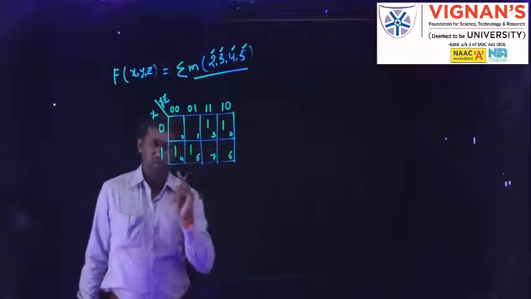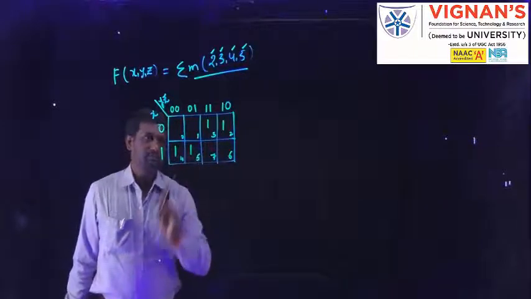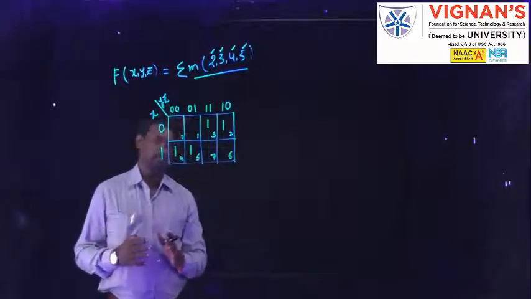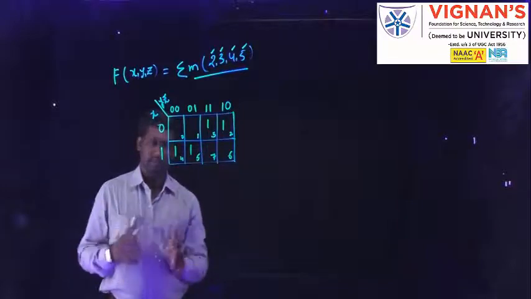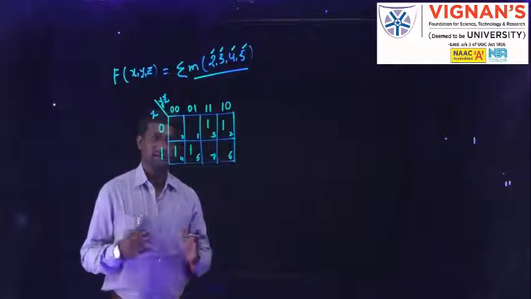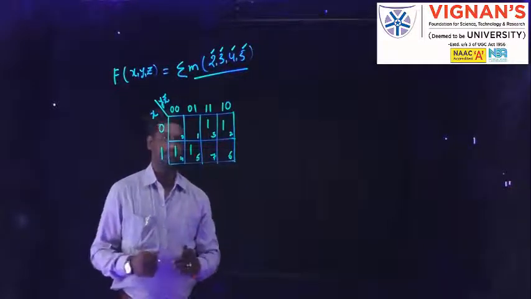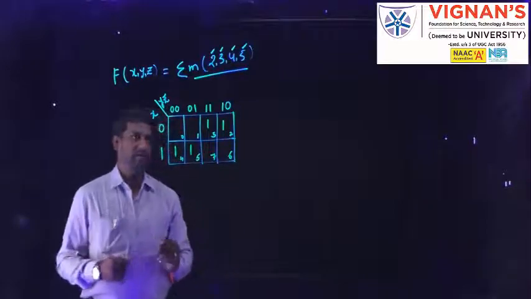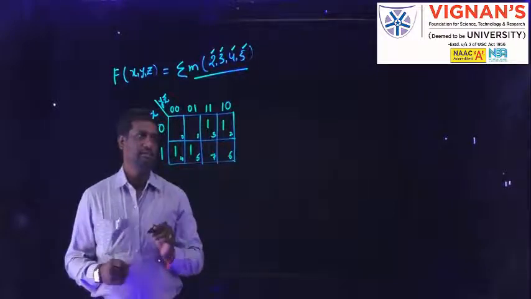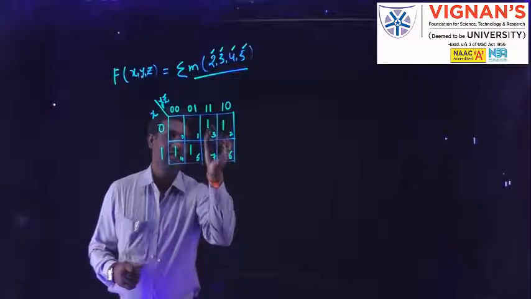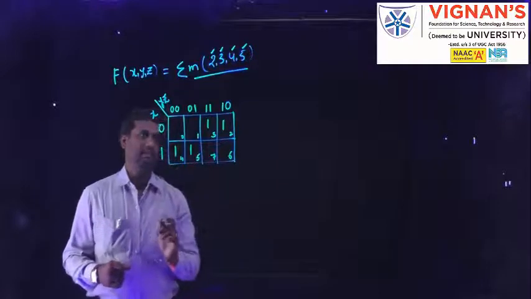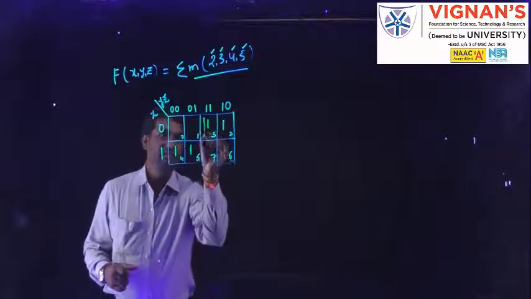So now we need to simplify this K-map by joining cells, either 2 cells or 4 cells or 8 cells or 16 cells, depending on the adjacency. So here, if you observe, these 2 cells are adjacent to each other. Cells 2 and 3 have ones. So these 2 cells are adjacent to each other. That's why I am pairing these 2 cells.